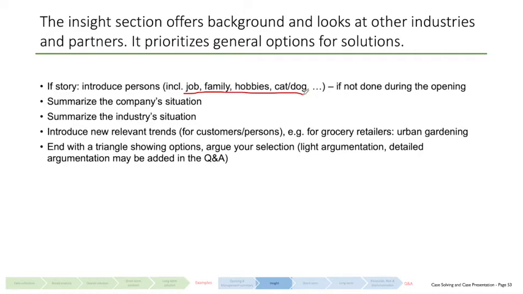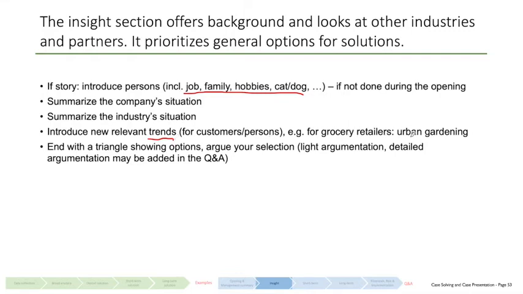So try to summarize the company situation, try to summarize the industry situation, what's been the development very, very shortly, what is the industry development, what are the industry trends as a next section. And here you can start to be bold.